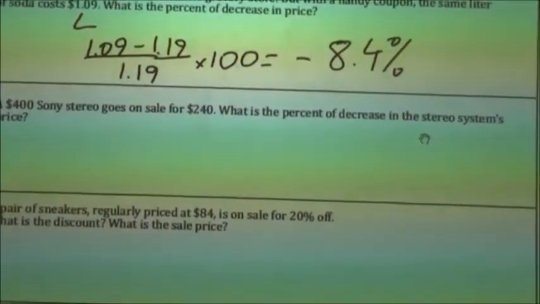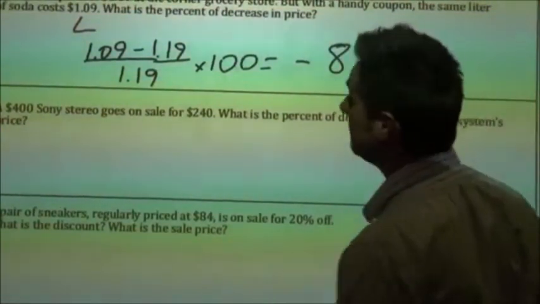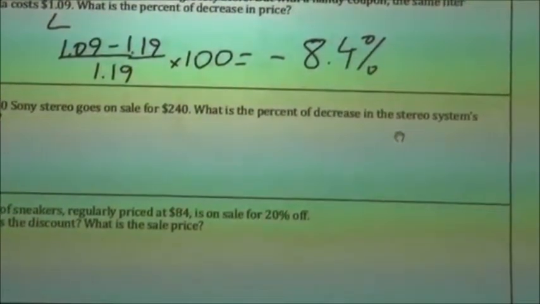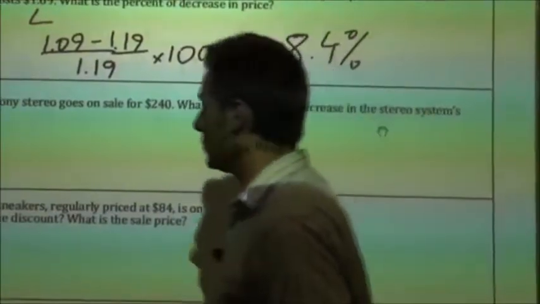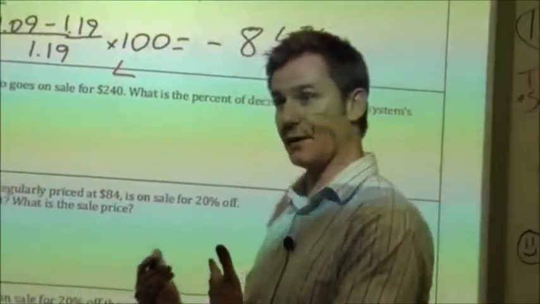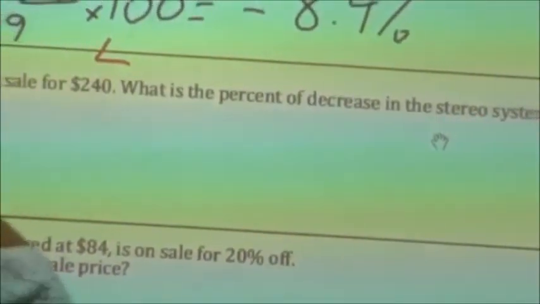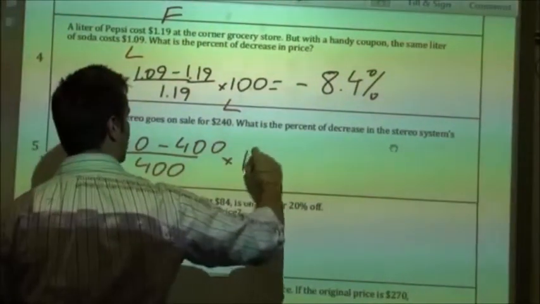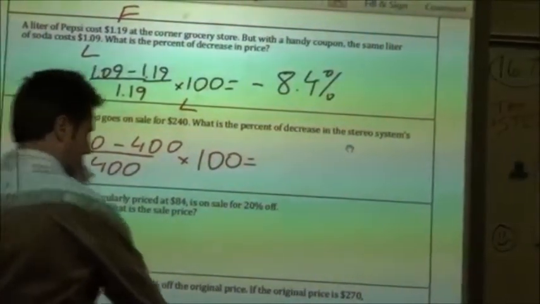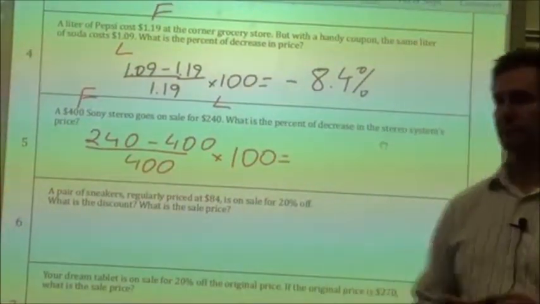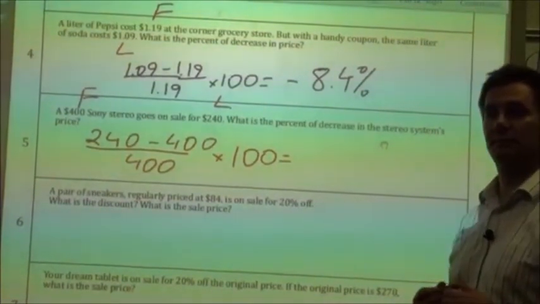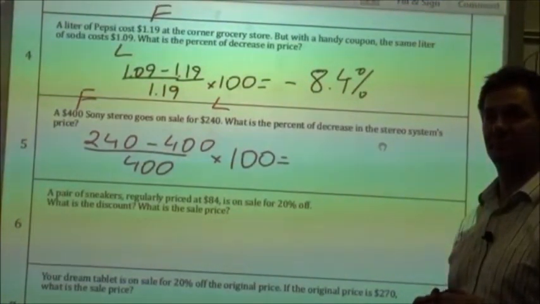All right. Question number 5. A $400 Sony stereo goes on sale for $240. What is the percent decrease in the stereo system's price? Once again, first, last. Let's do this together. 240 minus 400 over 400 times 100. And the percent decrease is negative 8.